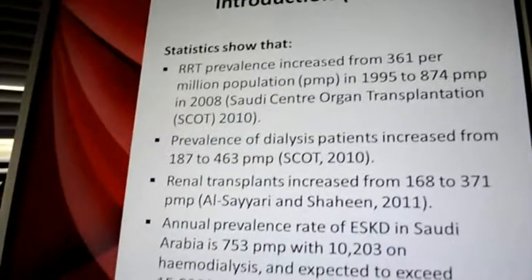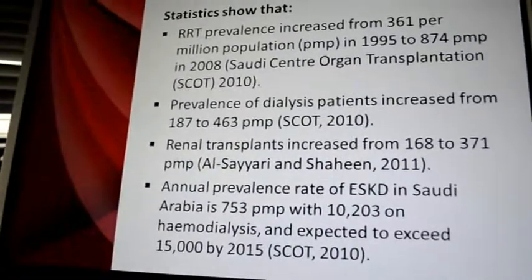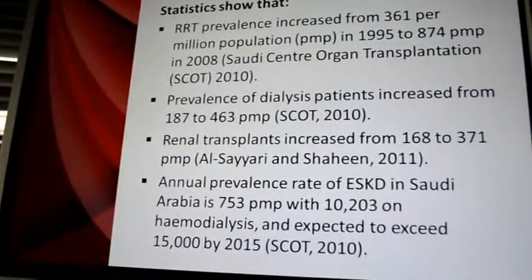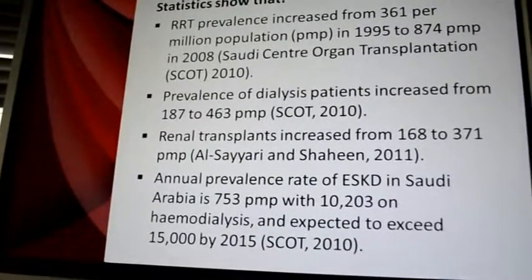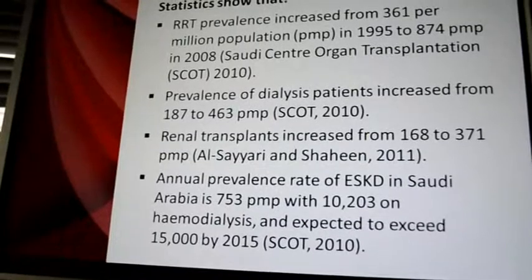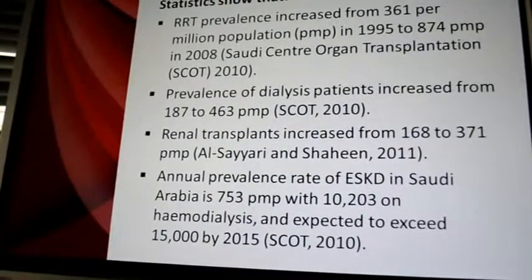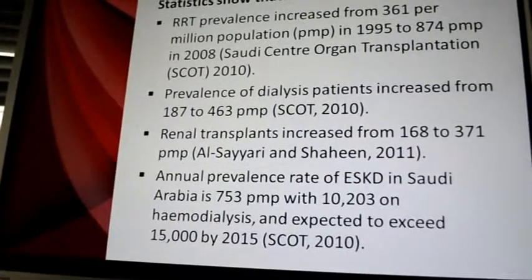The annual prevalence rate of end-stage kidney disease is 753 per million population, with 10,203 patients on hemodialysis, and this number is expected to exceed 15,000 by the year 2015.